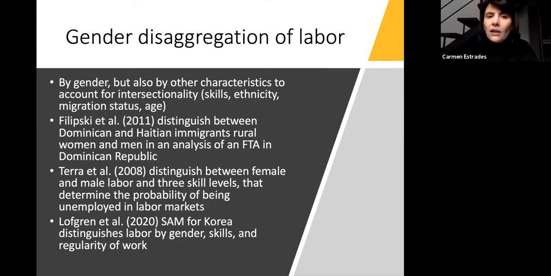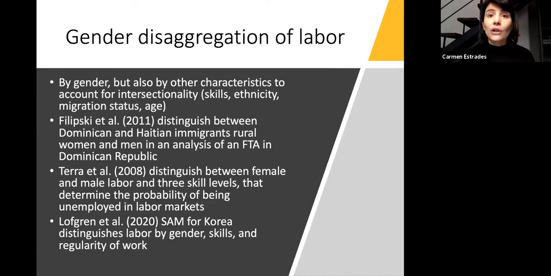Ethnicity, migration status, age. Of course, I'm presenting very widely the characteristics that we think social accounting matrices and CGE models should have, but this is something that I should have maybe mentioned before. Of course, this is going to be a decision of the researcher and the country that we are focusing on.